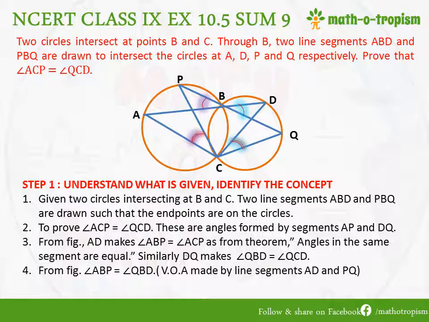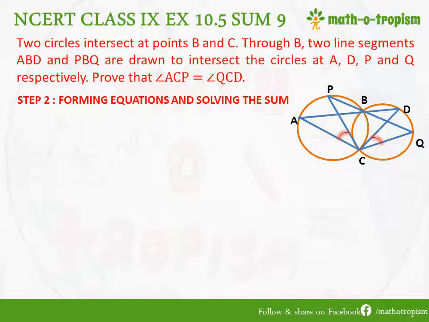So since they are vertically opposite angles, they are equal, and since these two angles are also equal to the angles subtended by the segment individually, it means that these two angles, that is ACP and DCQ, will also be equal. So this is how we are going to prove.